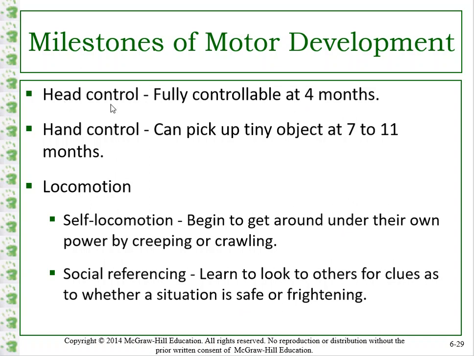So these are just some milestones. Head control, typically around 4 months. We see that babies are now able to balance their head. They don't need as much support as within the first 3 months. Hand control. They can pick up tiny objects around 7 to 11 months. And with this, what's very important to talk about with motor development are the fine motor and gross motor skills.